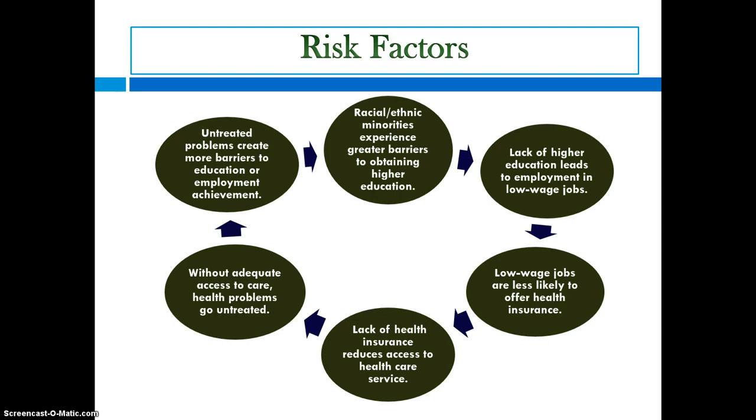There are several examples of this in the Nickel and Dimed book. If you remember back to some situations where Barbara, her co-workers and some of the different employment settings did not have access to health insurance. It was not even available to them, and they had to let some of their health issues go untreated. Untreated problems create more barriers to education or employment achievement. These employees are very fearful that they will end up losing their job, so they continue to go to work and the problems continue to become more significant. And then you can see how this cycle just continues throughout the circles here.